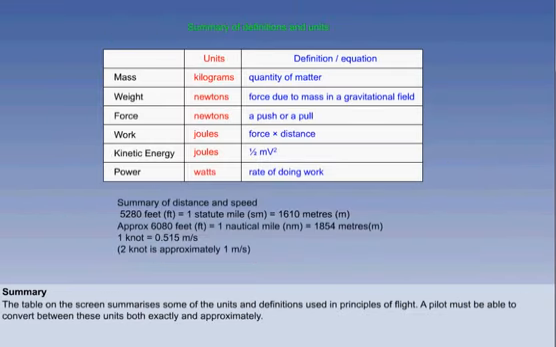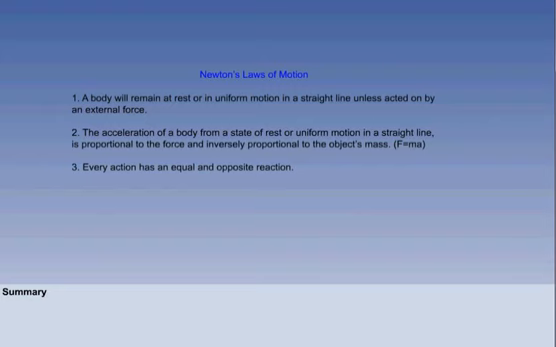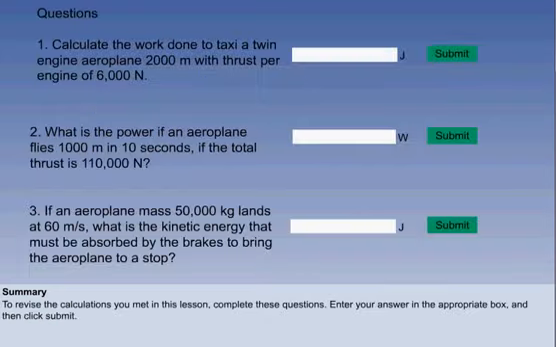Look again at the distance and speed conversions. There are 5,280 feet in a statute mile and 6,080 feet in 1 nautical mile. As an approximation, halve the knots to get meters per second. You were then introduced to Newton's 3 laws of motion. Finally, to revise the calculations that you have met in this lesson, complete the following questions, entering your answers in the appropriate boxes, and then click Submit.